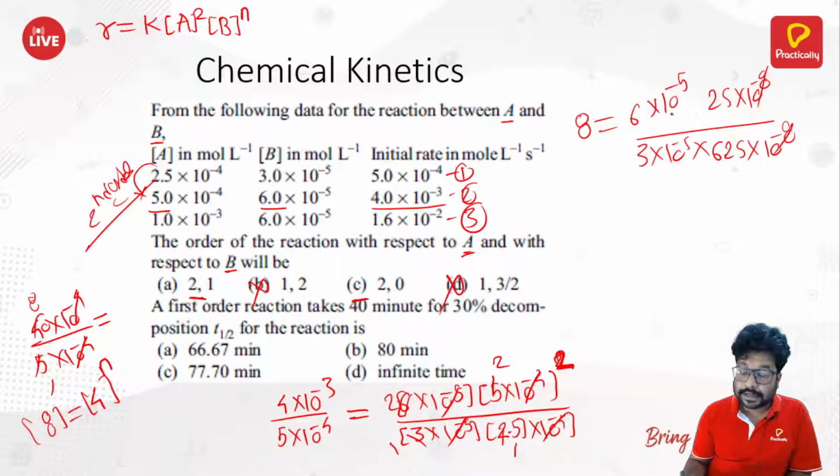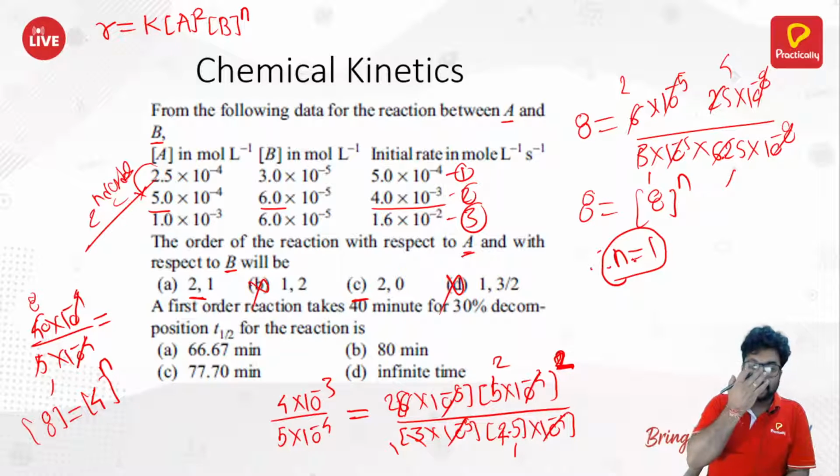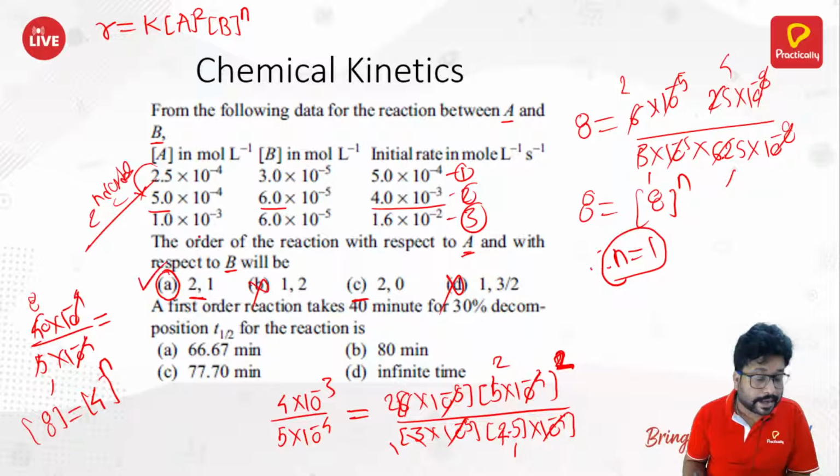10 raised to minus 8 gets cancelled. Minus 5 gets cancelled. 8 is equal to 6.25, 25. This is 4, 3, 4 into 2, 8. Yeah. So it is 8 raised to n, therefore your exponent n has to be 1. That means this reaction is second order with respect to A, first order with respect to B. And the option which is suitable for that is A. And that is why A should be our answer in this case.